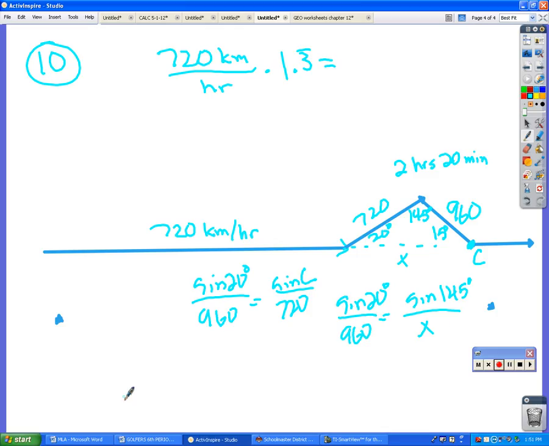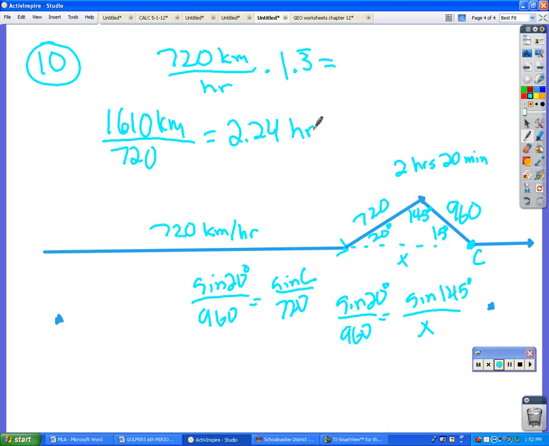How do you do that when it gives you just the x? 960 times sine of 145 divided by sine of 20. What'd you get? 1610. Okay, so he would have traveled 1,610 kilometers, right? How long would it have taken him to do that at 720 kilometers per hour? Divide. So 1610 divided by 720 is 2.24.